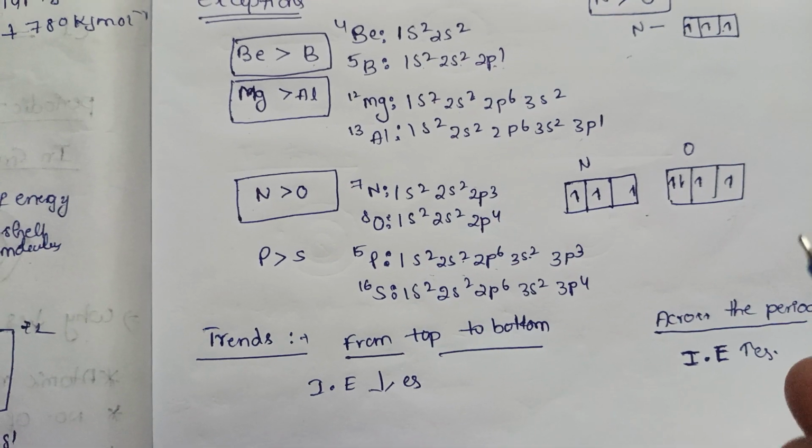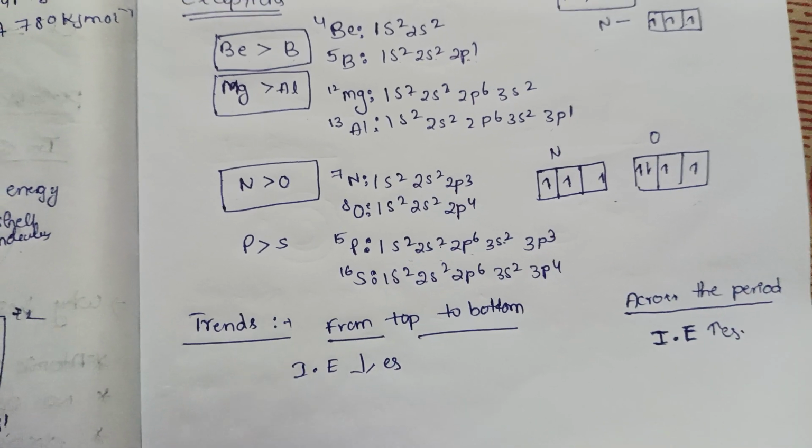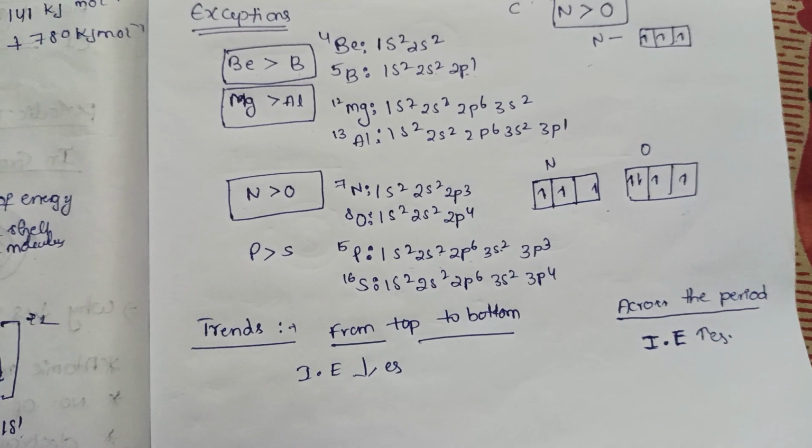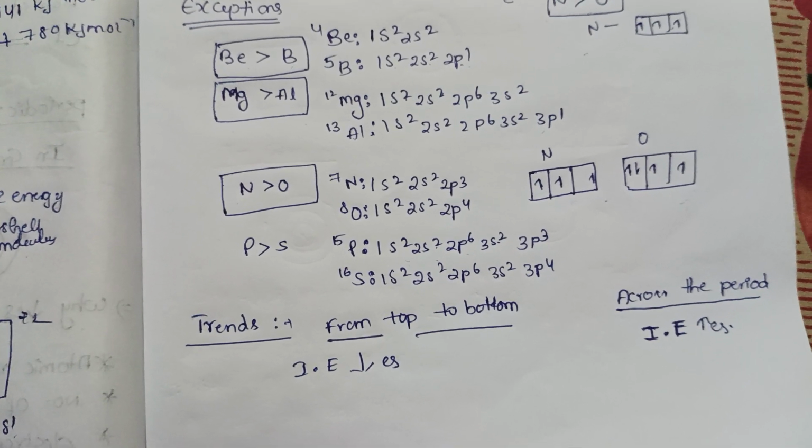So here we conclude that from top to bottom ionization energy decreases, and across the period ionization energy increases.